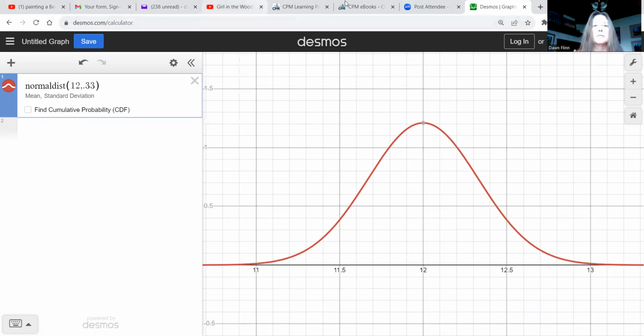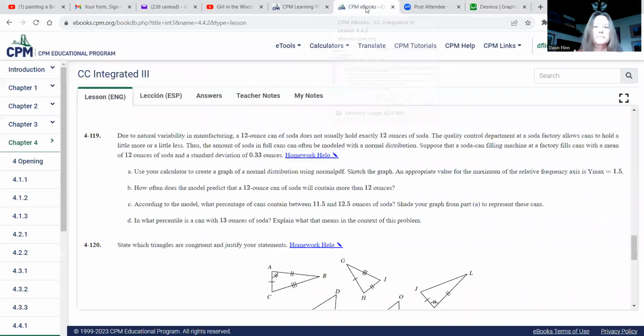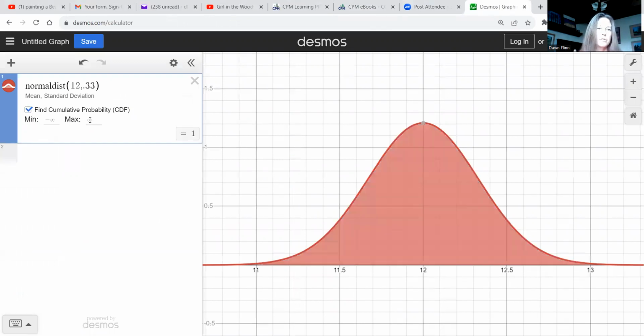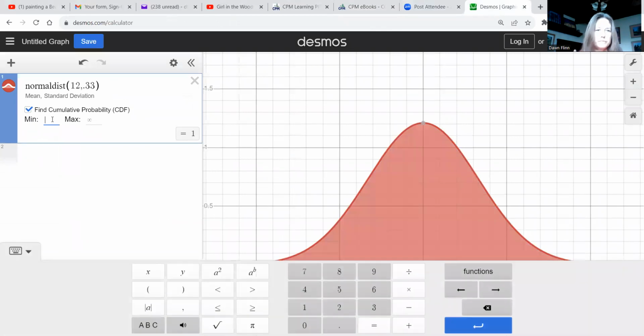Okay, letter B, let's see what letter B said. Letter B said, how often does the model predict a 12-ounce can of soda will contain more than 12 ounces? More than 12 ounces? Well, that would just be right here in the middle. So it would be half of the graph. So that would be 50%. If you wanted to see what it looked like, you can go. Okay, and see how it says 0.5, that's 50%.